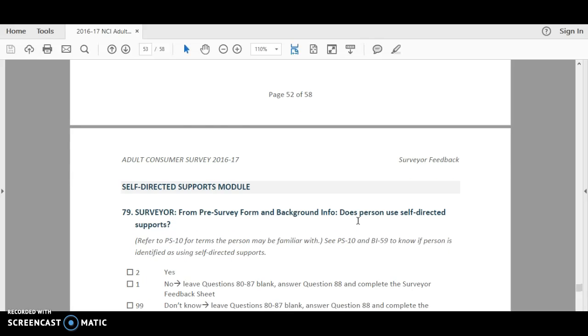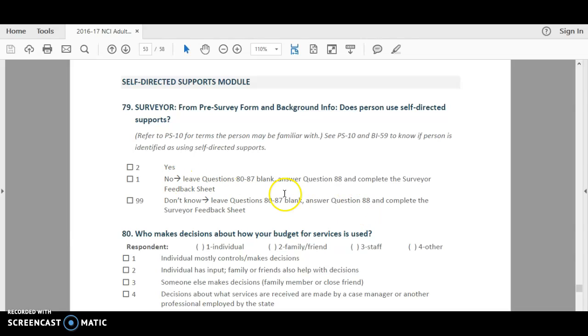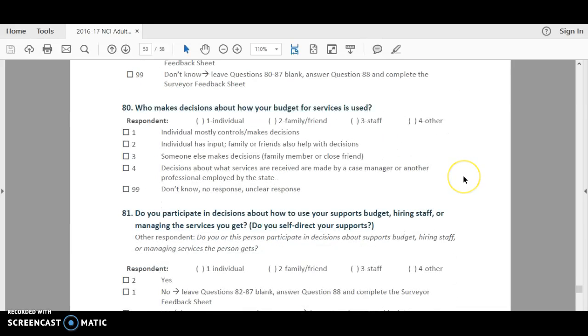Finally, we get into our self-directed supports module. You should know based on pre-survey and background information whether the person is taking part in self-directed supports. If not, then you're going to skip to the very end, thank the person for their participation, ask if they have any questions, and you'll be done with the survey. If they are using self-directed supports, you're going to go ahead and ask at least these first two questions here.